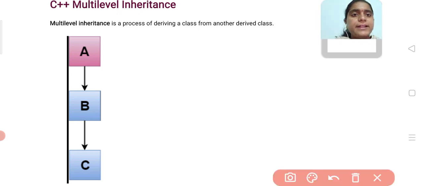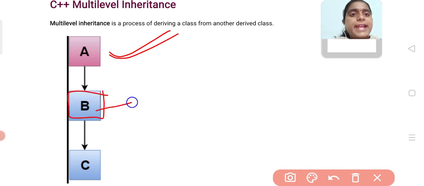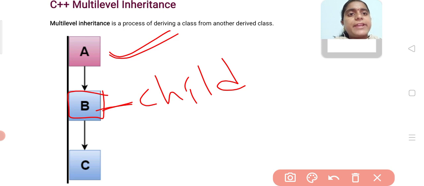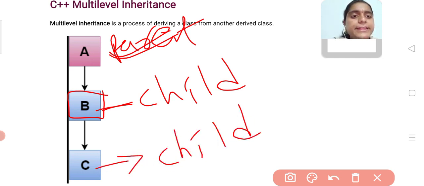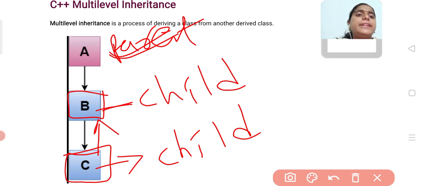So see here, this is a parent class and this is a child class. This child class is deriving the properties from this parent class, right? And here, again, one child class is there and this child class is taking the properties from another child class, right? That is called multi-level inheritance.